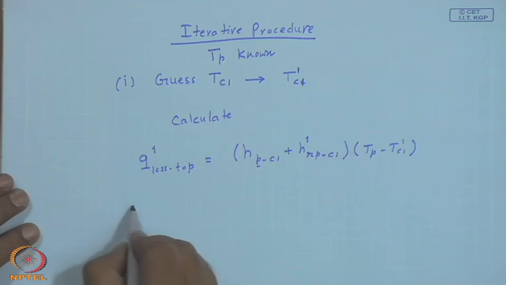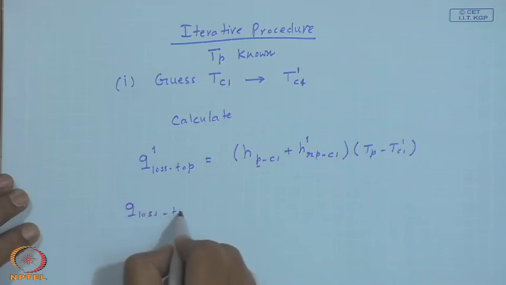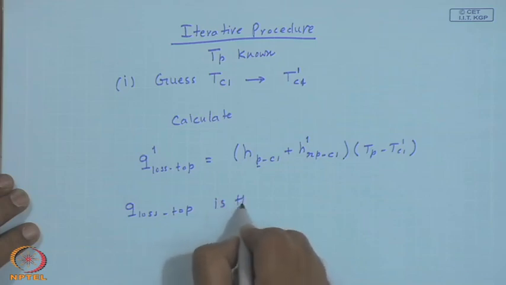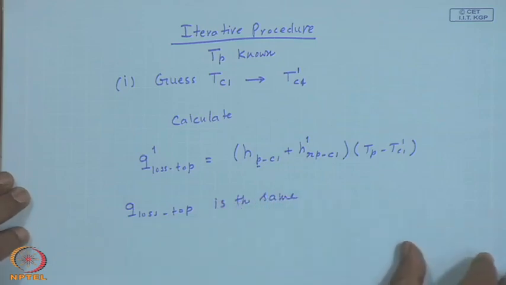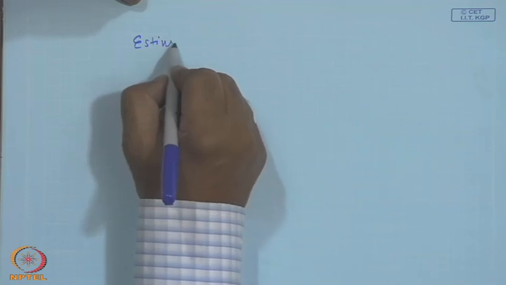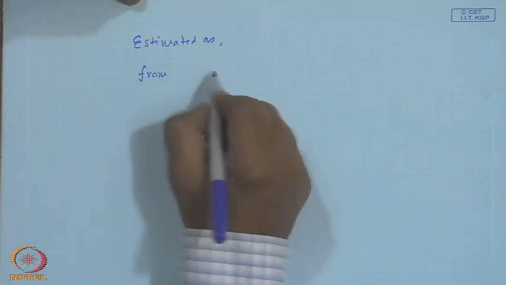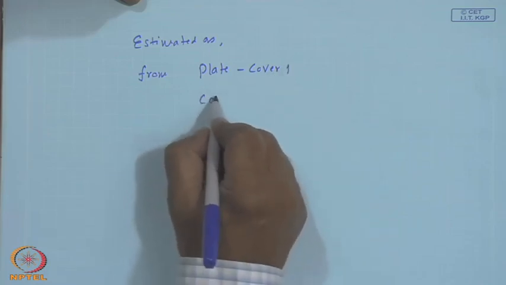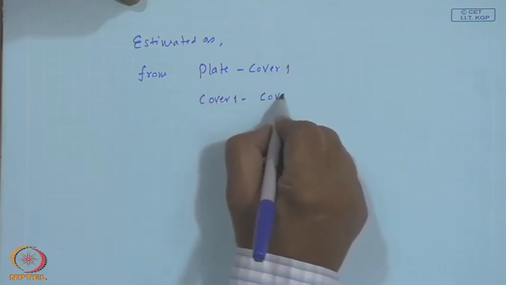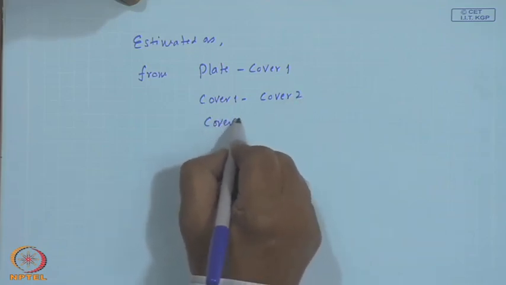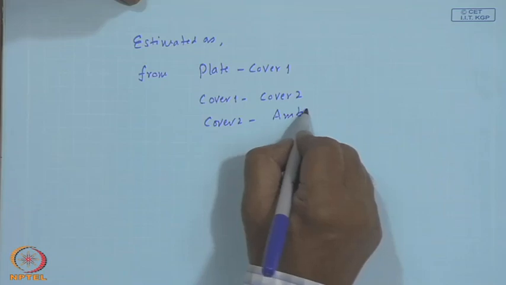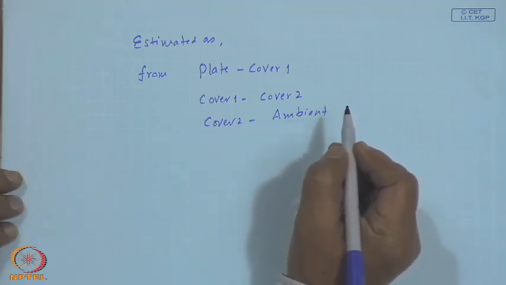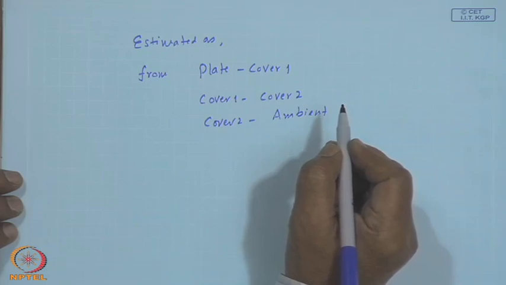Now, having this Q loss top, it is the same, estimated as from plate to cover 1, or cover 1 to cover 2, or cover 2 to ambient, and the sky part, which we have already taken care of in defining the radiative heat transfer coefficient.